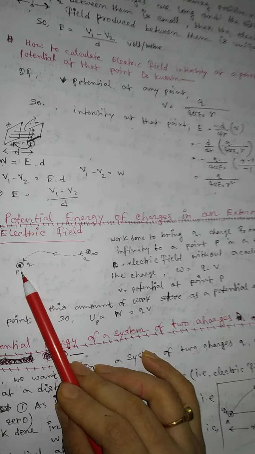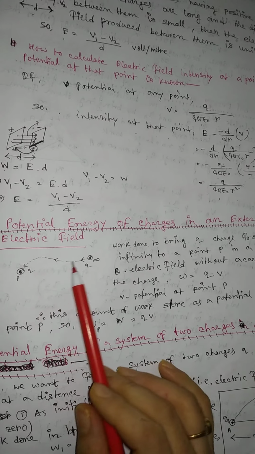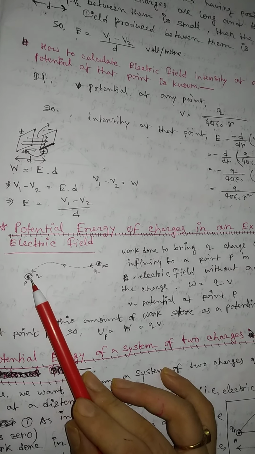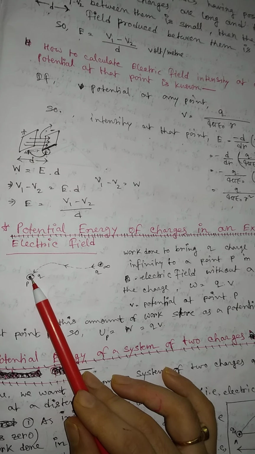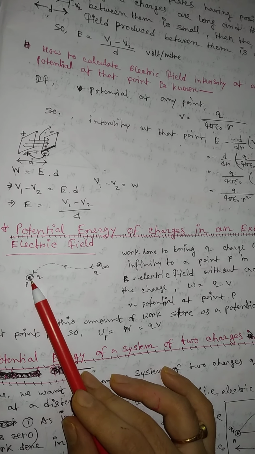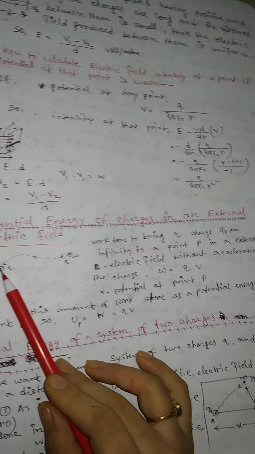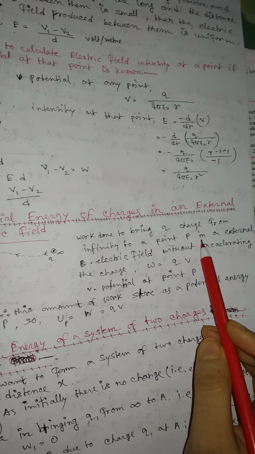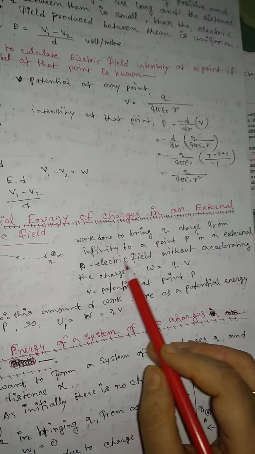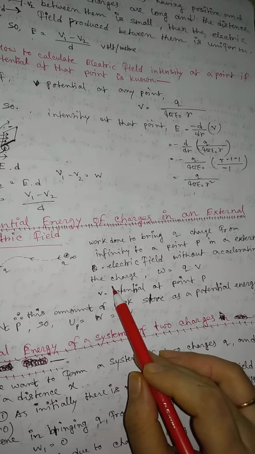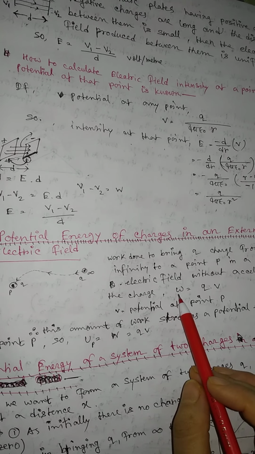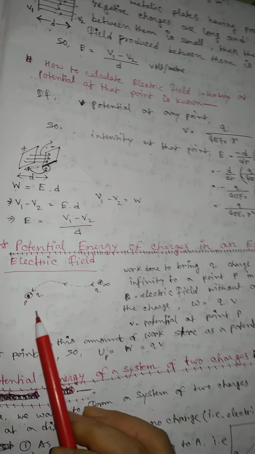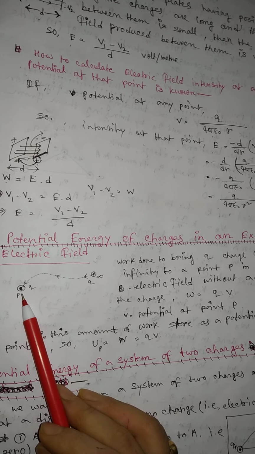You can see here, if we bring Q amount of charge from infinity to a point P in an external electric field without accelerating the charge, then work done W equals Q into V. What is V? V is the potential at point P.